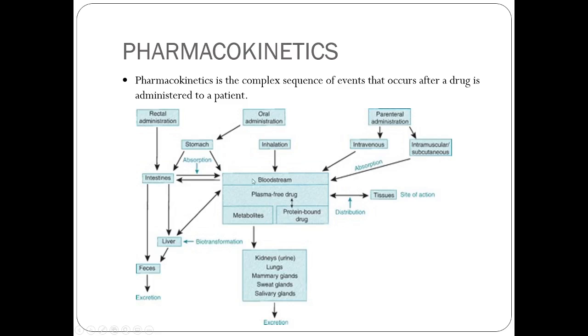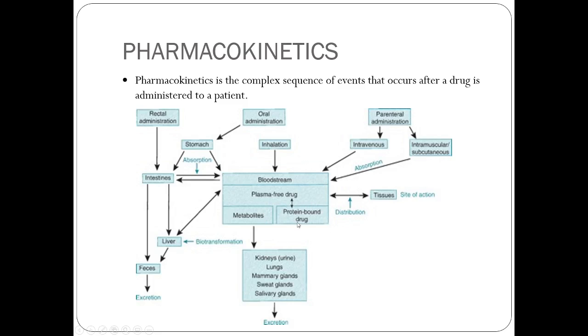If the drug is inhaled, it gets into the bloodstream right away. If it's a plasma-free drug, it's going to either go into the liver and be biotransformed, maybe go back to the bloodstream, or the metabolites are going to go into the kidneys and be excreted through the urine or breathed out through the lungs, as happens with anesthesia. It can go into the mammary glands, the sweat glands, and the salivary glands. It depends on the drug.